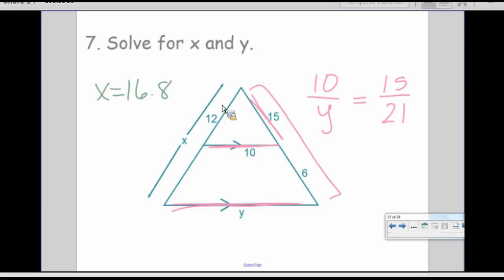Okay. Cross multiply. Yeah, what'd you get? 14? All right. And y is 14. Questions? Ready to practice?